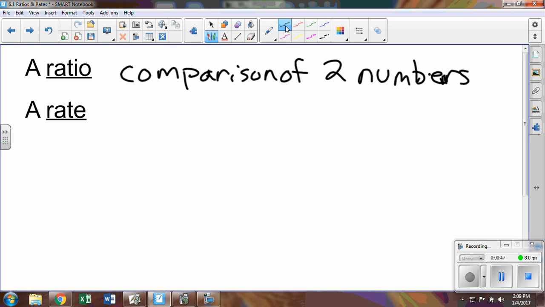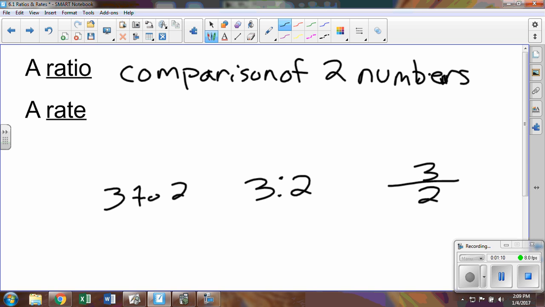So for instance, if you want to compare two numbers, we can say 3 to 2. That's a ratio. And there are three different ways of expressing that. We could use the words, just 3 to 2. You can also use a colon for 3 to 2. And the most common one that gets used is a fraction, 3 to 2. All of them are read the same way, 3 to 2, whether you use words or the colon or a fraction.